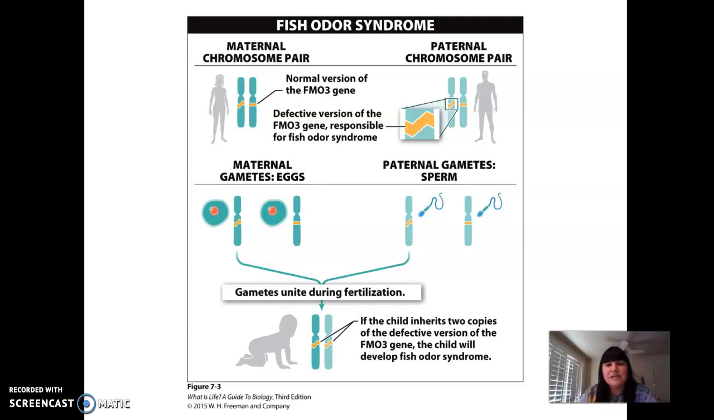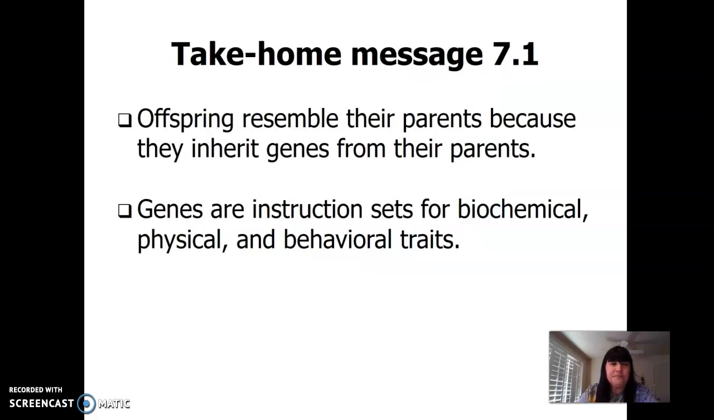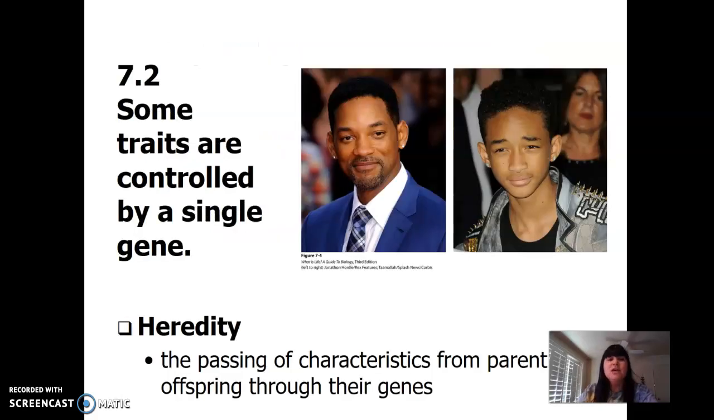Like if we're talking about sickle cell anemia, there are many disorders that are genetic in origin. All right. So offspring resemble their parents because they inherit genes from their parents. Genes are instruction sets for biochemical, physical, and behavioral traits. So some traits are controlled by a single gene.